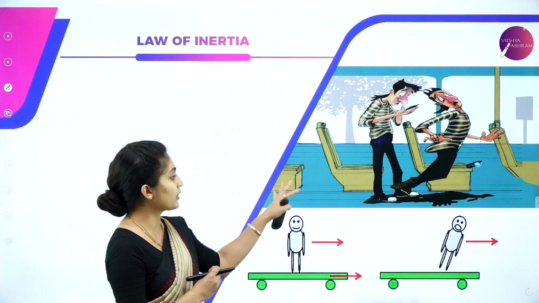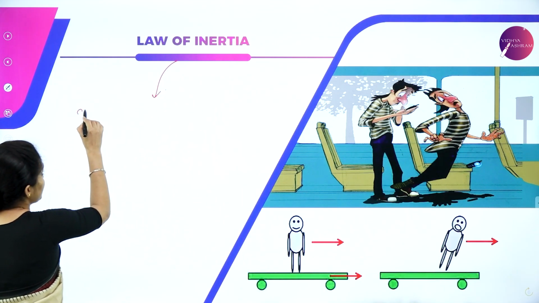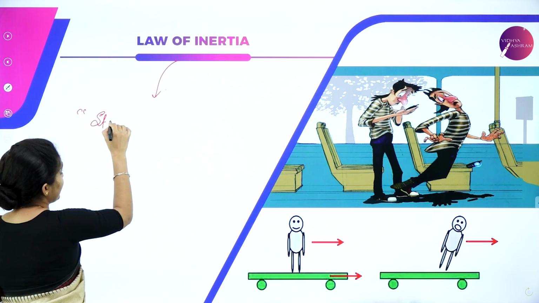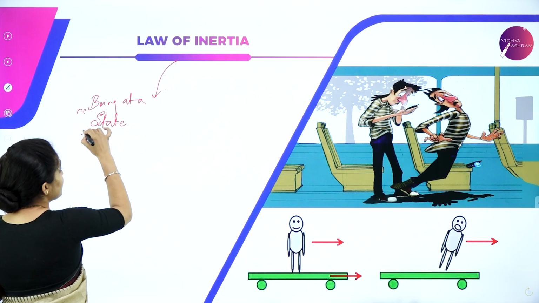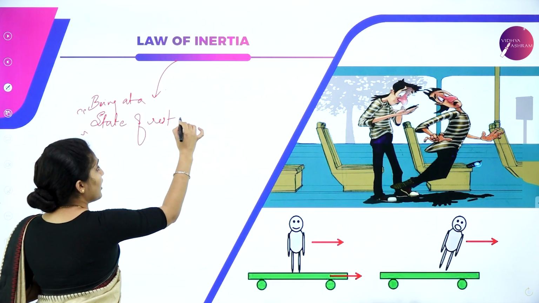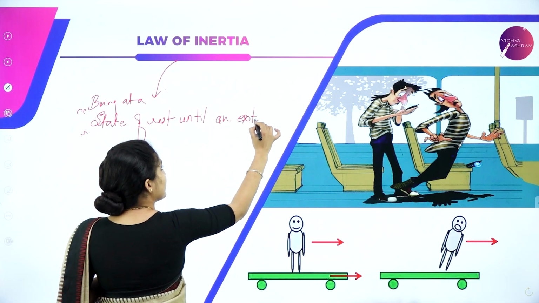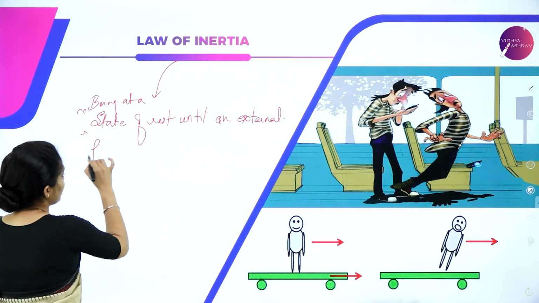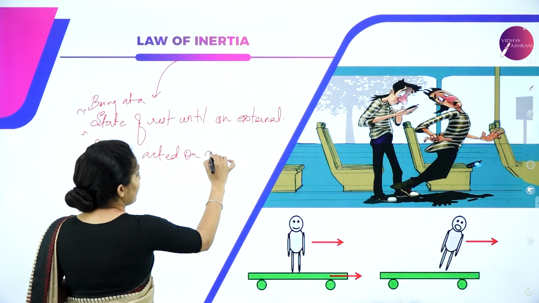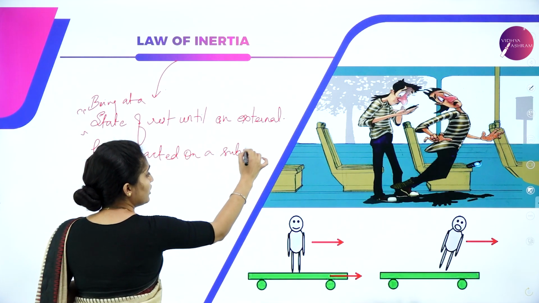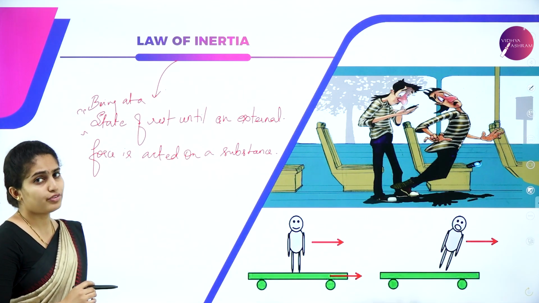So that concept you can study over here. So what is meant by inertia? Inertia means you are at a state of rest until an external force is acted on a substance or an object. It can be anything. Okay, so that is called the law of inertia.